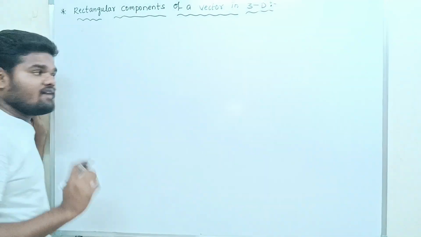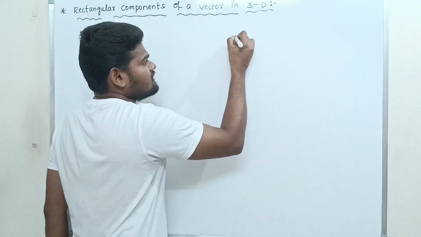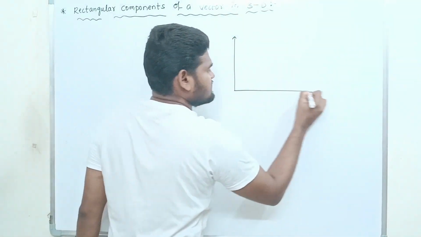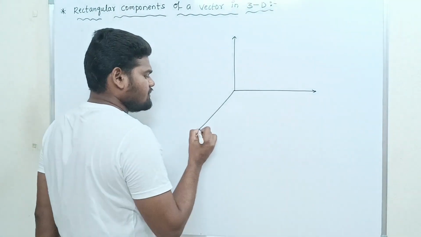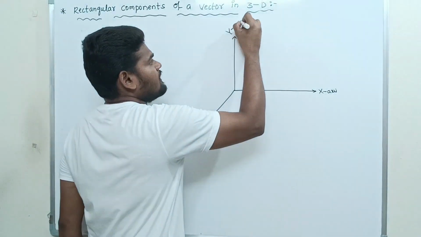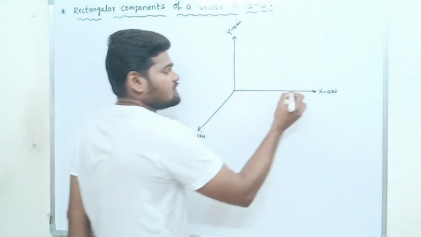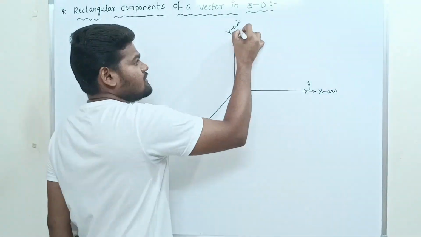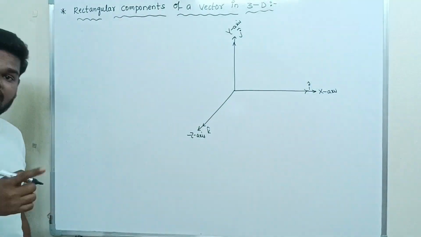Okay, right. Have a look. I'm taking a 3 dimensional coordinate system. As you know, this is the x-axis, y-axis, and this is the z-axis. What is the unit vector along the x-axis? i cap is the unit vector along the x-axis, j cap is the unit vector along the y-axis, and k cap is the unit vector along the z-axis. What is this? This is the origin.